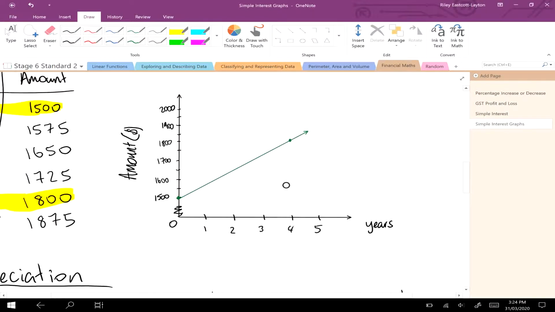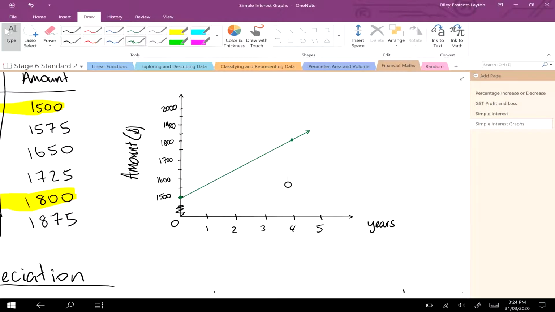Alright, so as we can see now, with our graph, this is a measure of how much Angel would have in a bank account after 1, 2, 3, 3.5, 4, 4.5, 5 years of investing her $1,500 in that particular bank account.